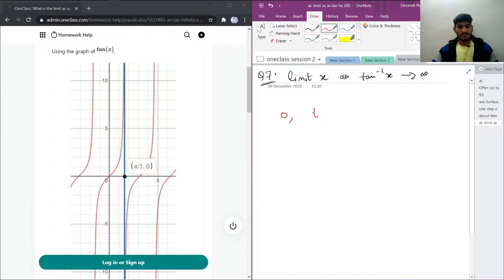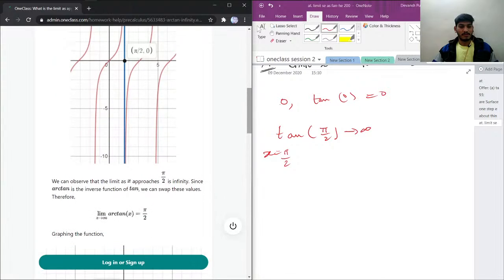So at 0, my tangent of 0 is 0. So along the y-axis, there is tangent of the x coordinate, and along the x-axis we have x coordinates. And if we see when my x coordinate is pi over 2, then my tangent of pi over 2, it goes towards infinity.